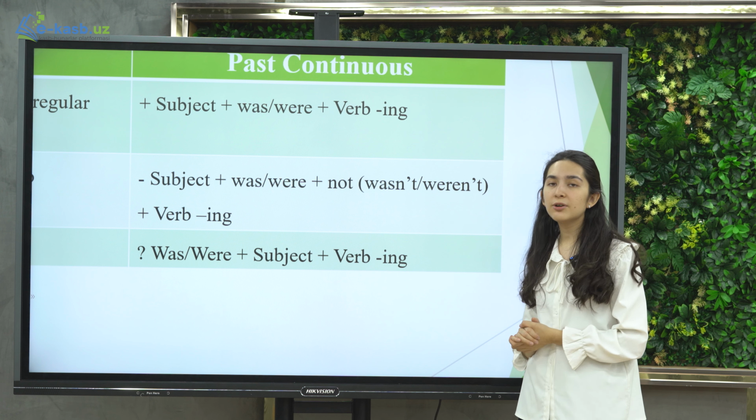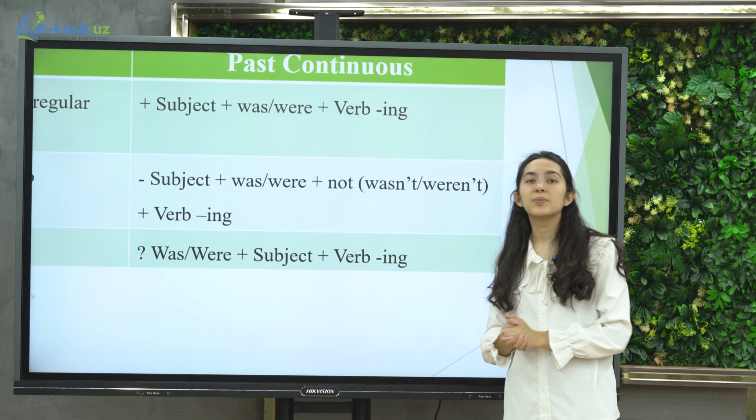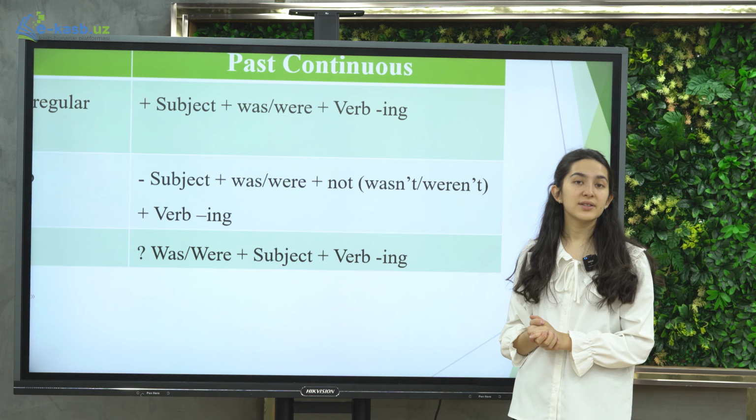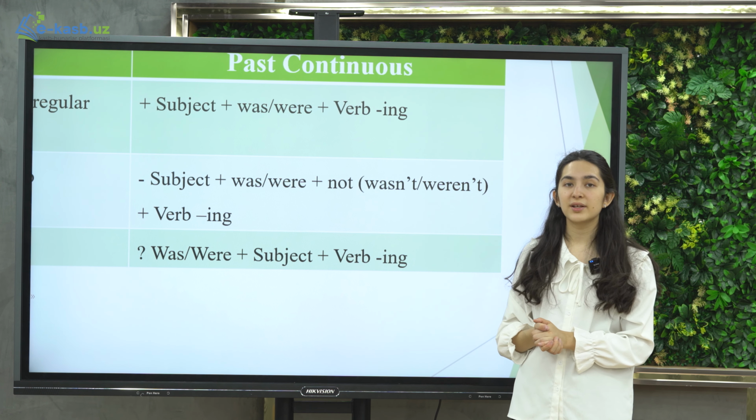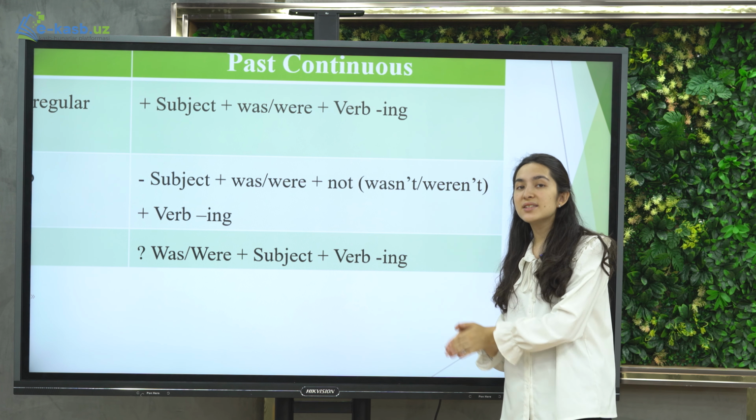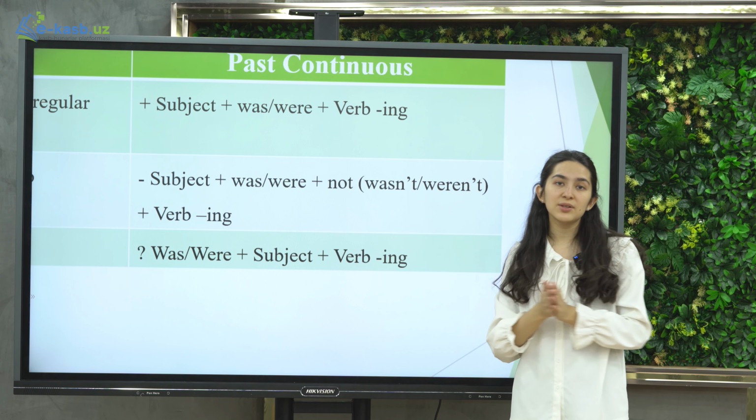And the question form is was or were plus subject plus verb ing. So this is all about the structure or the formulas of past continuous. Now let's talk about the usage and the difference between past continuous and past simple.